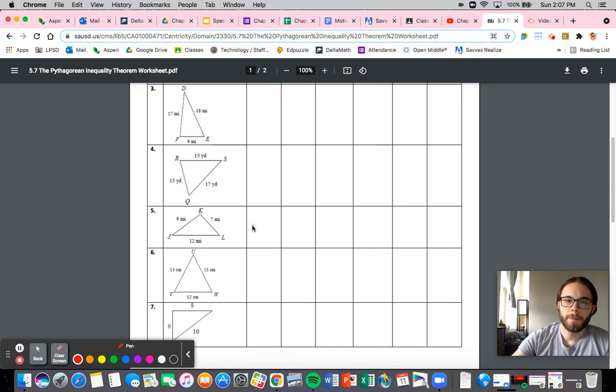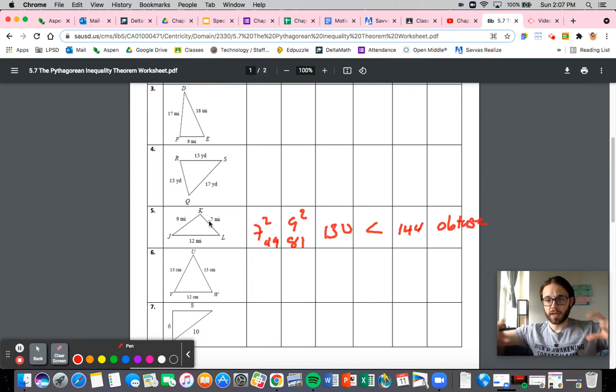I have 7 squared, 9 squared. What's 7 squared? 49. It's 9 squared, 81. So that'd be 130. Now I have 12 squared here, so 144. Well, 144 is bigger, so this is obtuse. And that kind of makes sense. Remember from what I was saying in terms of their shape, the skinnier, longer ones end up being more obtuse as opposed to the fuller ones, like those ones up there.